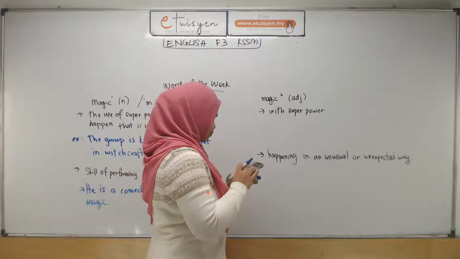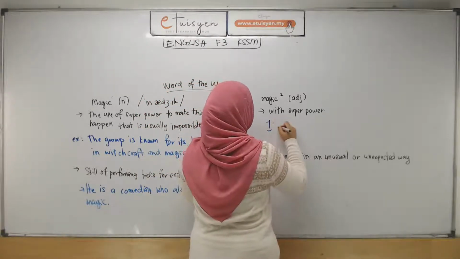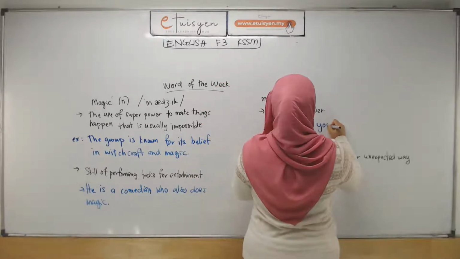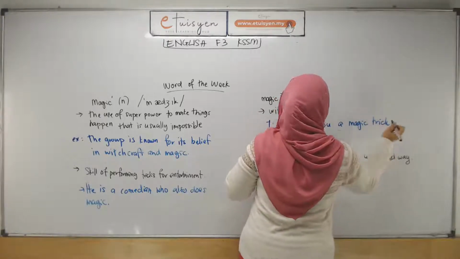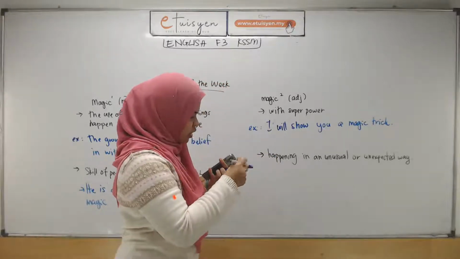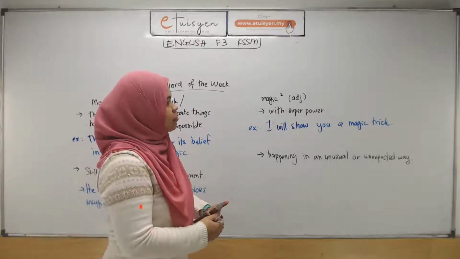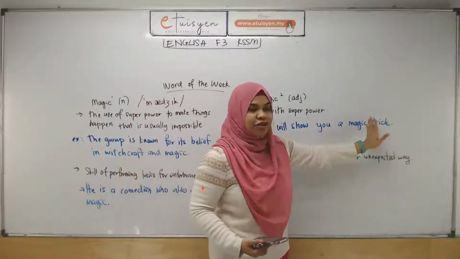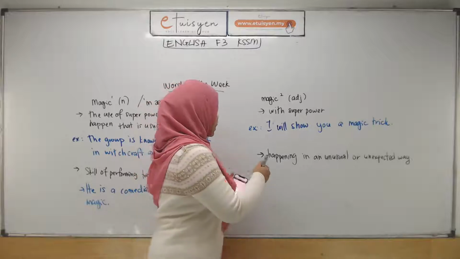Okay, the first one, okay, I will show you a magic trick. Okay, so the first one, and then so here, I will show you a magic trick. So right now, this magic dia bukan noun. Yang ni, it's describing the trick that you're doing. So here it's an adjective. Okay, now that's the first one.